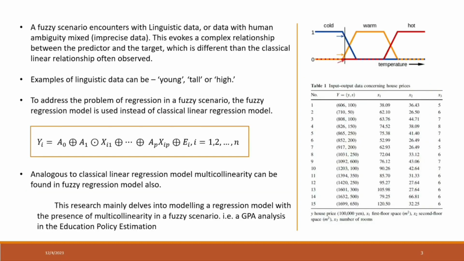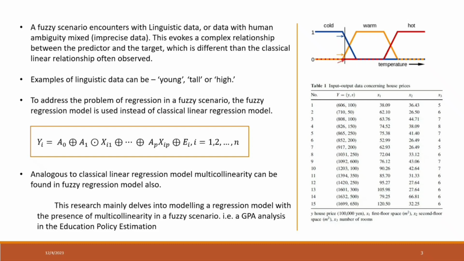But in many scenarios, we find different type of behavior in the data, which is named as linguistic data or data with human ambiguity mixed. That is, we can take an example of the temperature, we can take an example of the words like young, tall, or high. You can feel that these attributes do not specify any number to them. They can be different from person to person. That's why the ambiguity is mixed inside them.